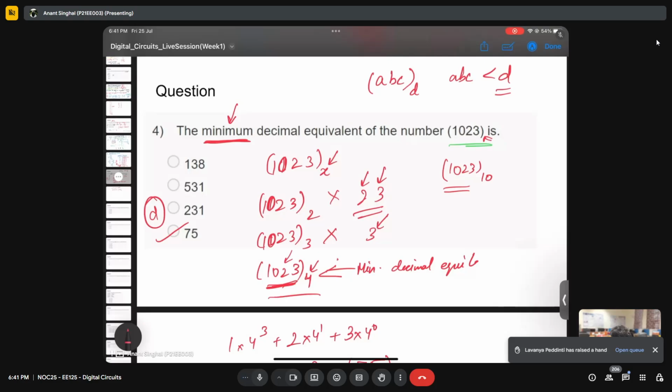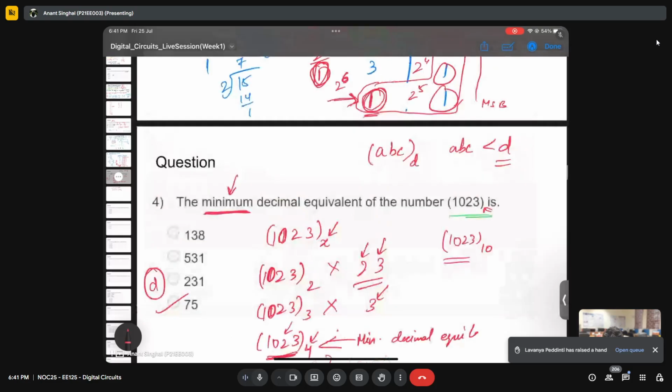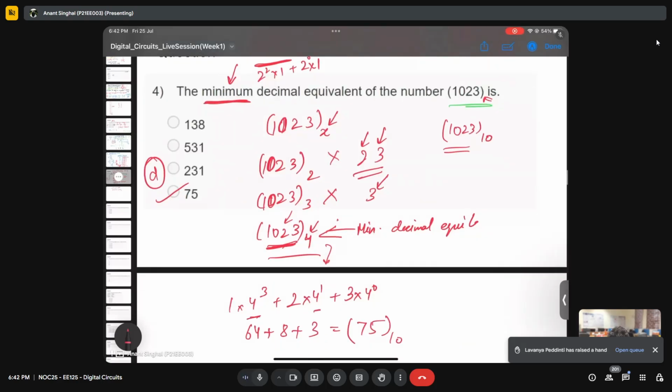And then we calculated the decimal equivalent. As we do, for example, if we had a binary number, to convert it into the decimal equivalent, what we do is 2 times 2 raised to 2, plus 1 times 1. So this will be 5. That is why we did the same thing. We multiplied by powers of 4 and we got the decimal equivalent.